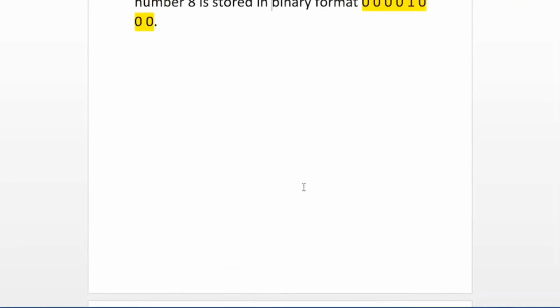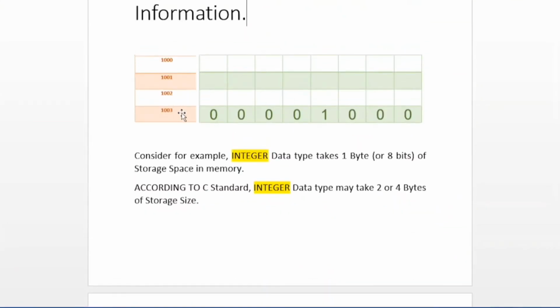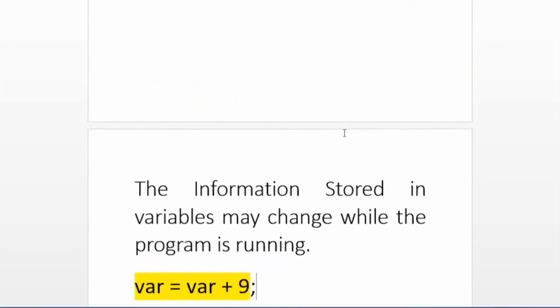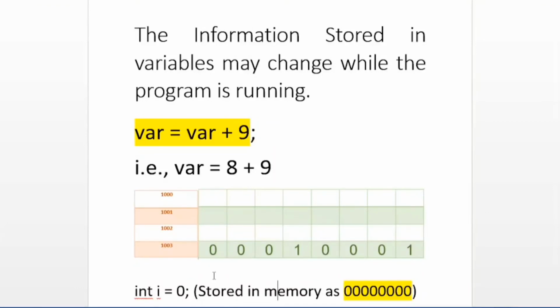Previously, the memory location 1003 of var stored 0 0 0 0 1 0 0 0. Now, as a result of this operation, this information has been changed to 17. This is the binary representation of number 17. So 8 has been replaced by 17. The address is the same, however the information has changed. So a variable means the information that it is holding may change with time depending on the operations that we apply on that variable.